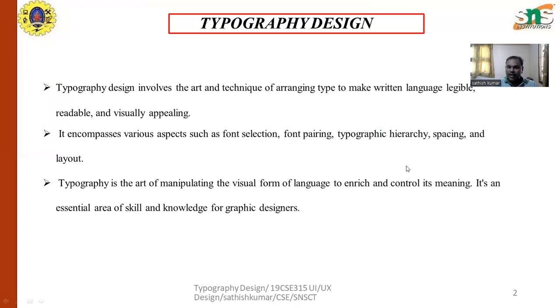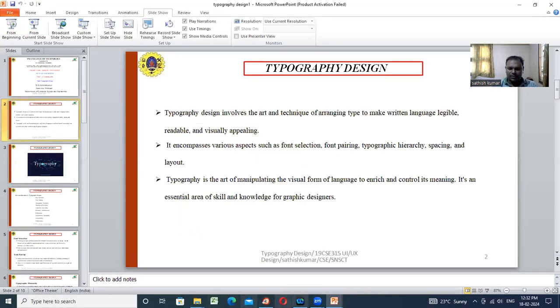arranging the type to make written language legible, readable, and visually appealing. So it encompasses various aspects such as font selection, font pairing, typographic hierarchy, and spacing and layout. Typography is the art of manipulating the visual form of language to enrich and control its meaning. It is an essential area of skills and knowledge for graphic designers.